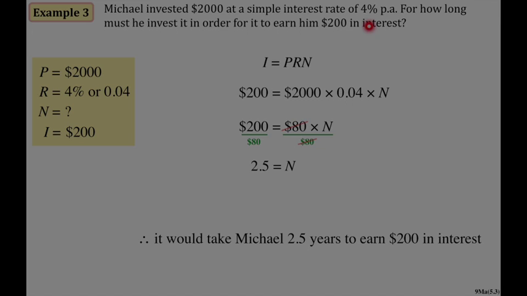If the interest rate was a bigger number, he would earn his $200 faster. If the interest rate was a smaller number, he would earn it slower.